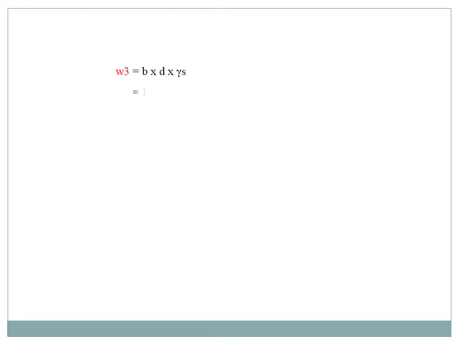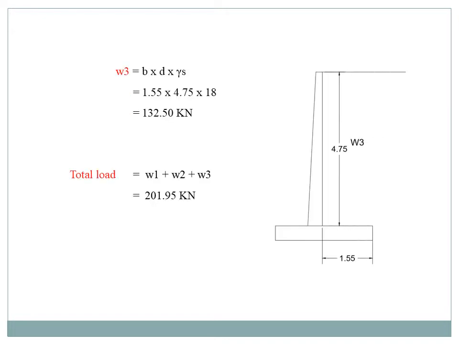The next is the W3 portion. So B into D into gamma S. See the diagram. Above the heel slab, the soil portion is there. We can assume this as a rectangular portion. We know the simple formula for the area of a rectangular portion, B into D. Then put the gamma S value, because that is a soil portion. You need to apply that carefully. In this portion you can apply only the unit weight of soil value. So B is equal to 1.55 meter into 4.75 is the D value, and the unit weight of soil gamma is 18. So you got 132.50 kilonewton.